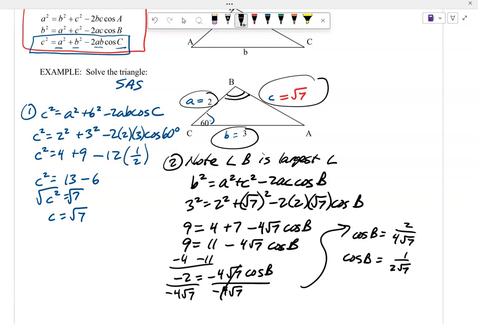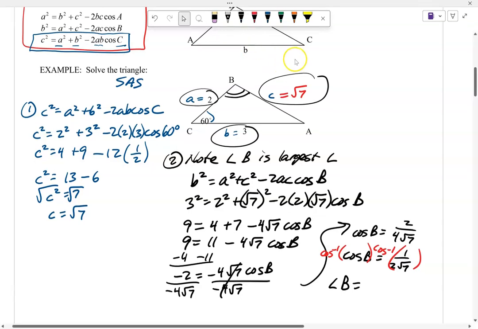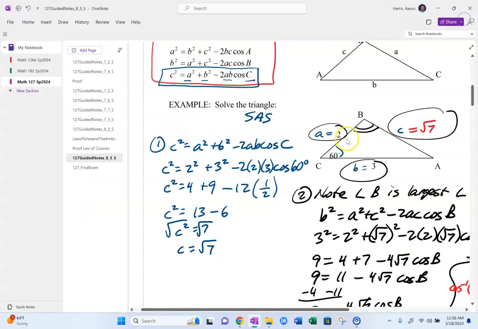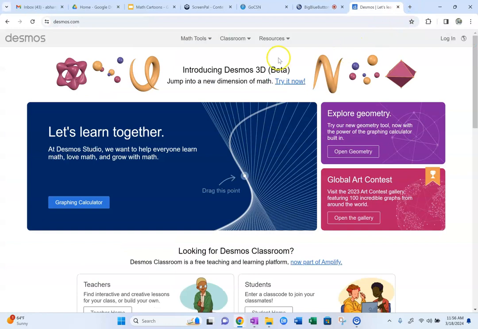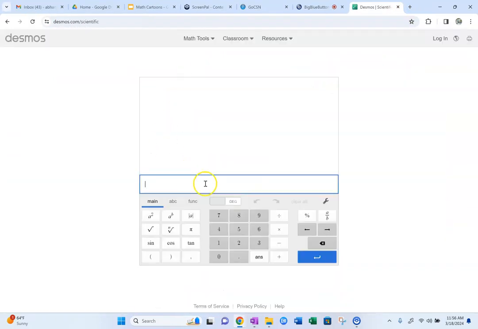And I can run the arc cosine of both sides here, and that'll give me angle B. And so now, when I pull up my decimals, make sure you're in degrees if you want this to spit your angle out in degrees. We're punching in the arc cosine. Again, make sure it's on degrees. See how I can toggle this back and forth. I don't want radians. I want degrees.